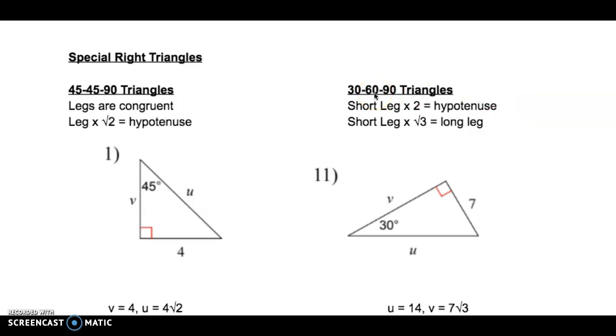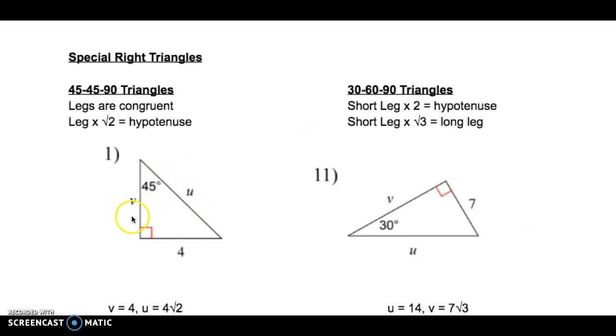For 30, 60, 90 triangles, you need the short leg times 2 is the hypotenuse, and the short leg times radical 3 equals the long leg. Now remember, in these triangles, here's one here, you'll have a short leg, which is obviously shorter than the long leg. Again, the side across from the right angle is the hypotenuse. So the first thing you have to do is figure out which type of triangle you have, and there are only these two types.